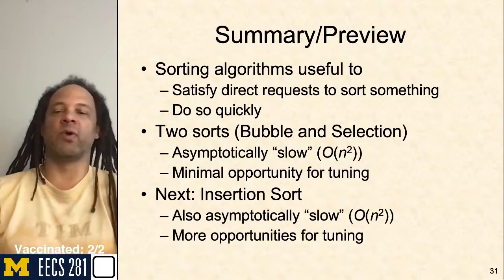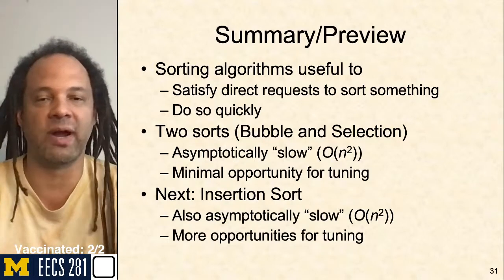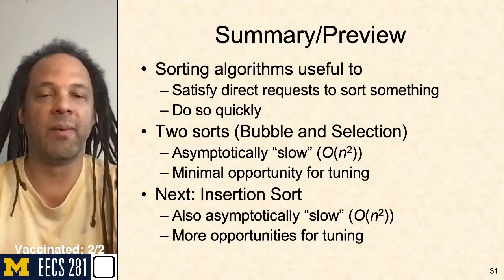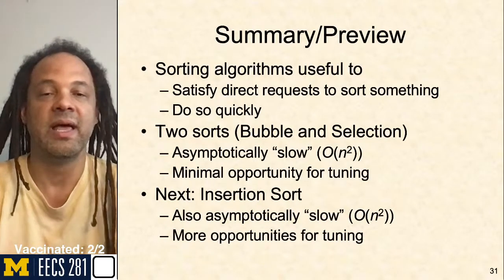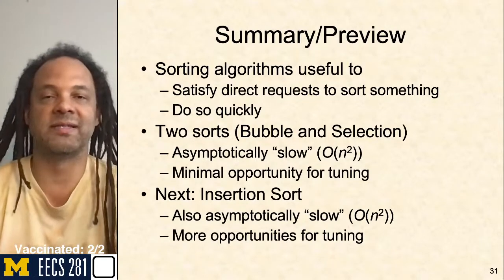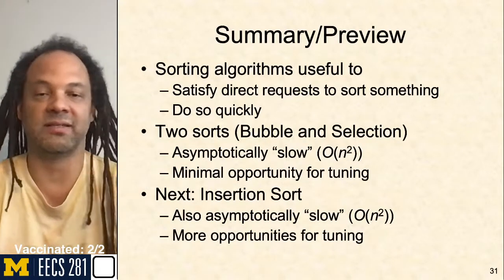Here's my simple summary on these things. I'm going to say that the sorting algorithms are useful to satisfy these direct requests to sort something and do it quickly. The ones that we looked at, bubble and selection sort, are what we call slow sorts. They're asymptotically slow. It's n-squared. That's a slow sort. We know that our best theoretical sort is going to be n log n, so anything slower than that's a slow sort.